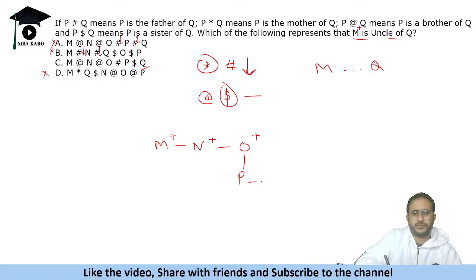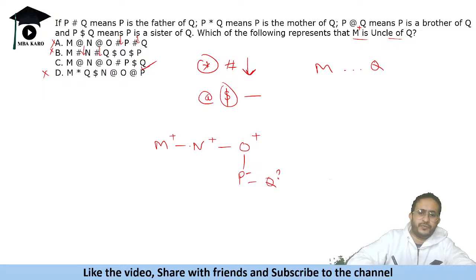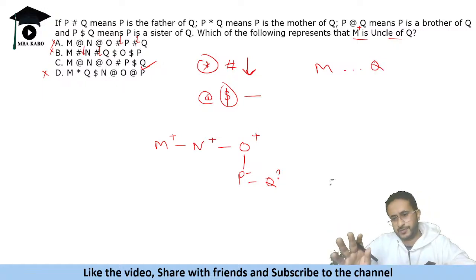And P dollar Q. So P is sister of Q. So Q's gender can be anything, that does not matter because M is anyway going to be the uncle. If it is a male, then also it will be uncle. Female, then also it is going to be uncle. So we did not draw the family tree. Just by using common logic, we eliminated other options.